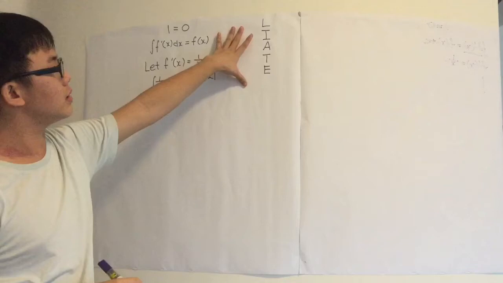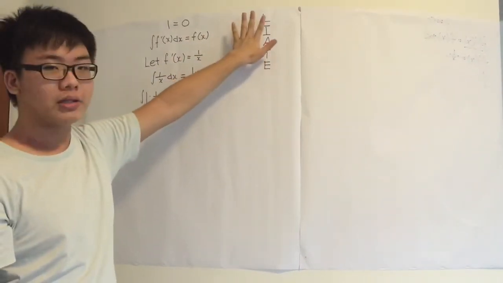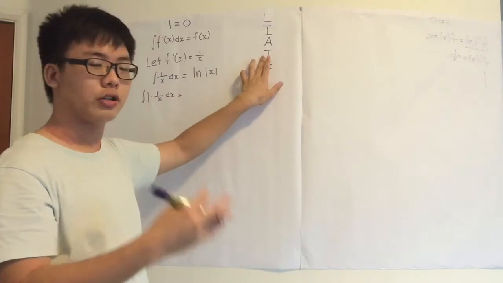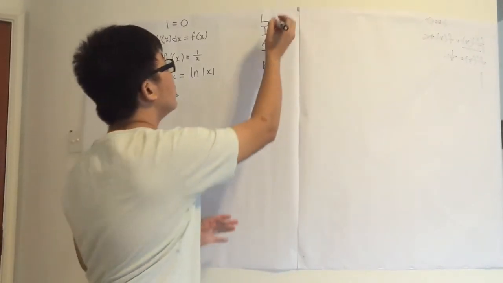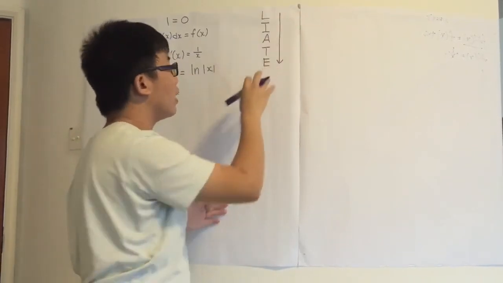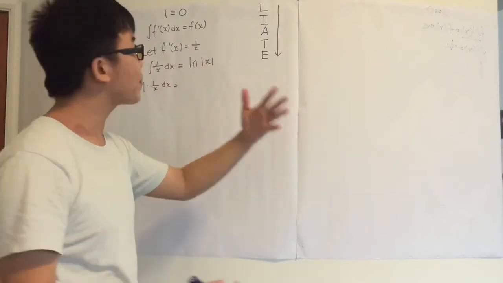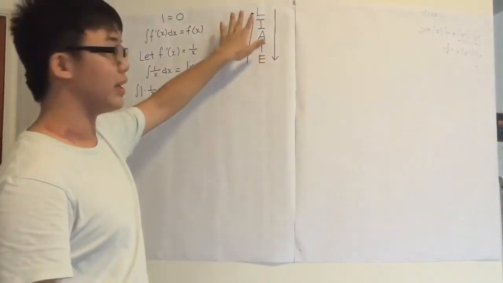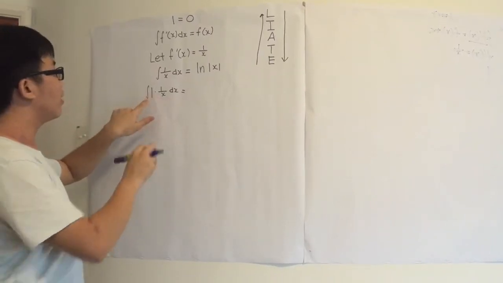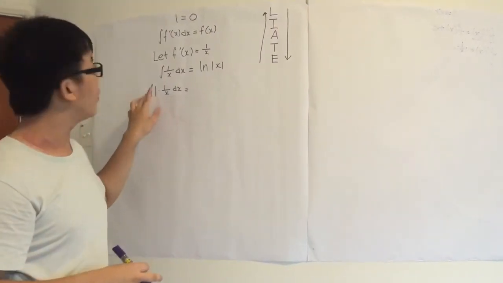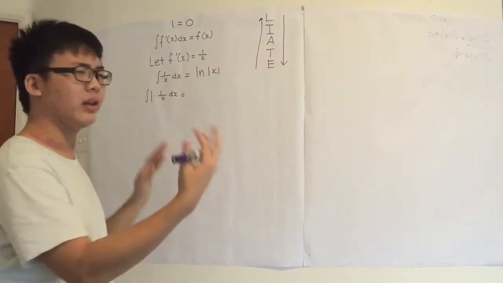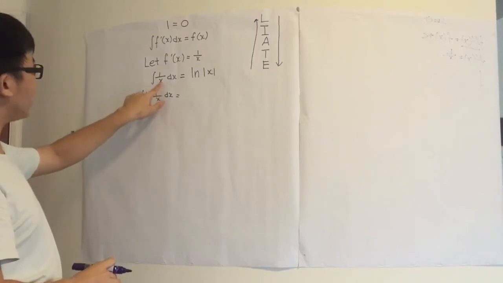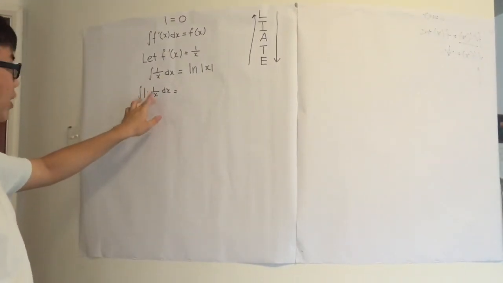The acronym is LIATE. The L stands for logarithm, I stands for inverse trigonometry, A stands for algebra, T stands for trigonometry, and E stands for exponential. As we go down the list, the ease of integrating actually increases. However, if we go up the list, the ease of differentiating gets easier and easier. Now in this case, 1, we consider it as an algebra. 1 over x is definitely an algebra. So which one should we integrate? There's absolutely no point if we integrate 1 over x. So now we integrate 1 and differentiate 1 over x.